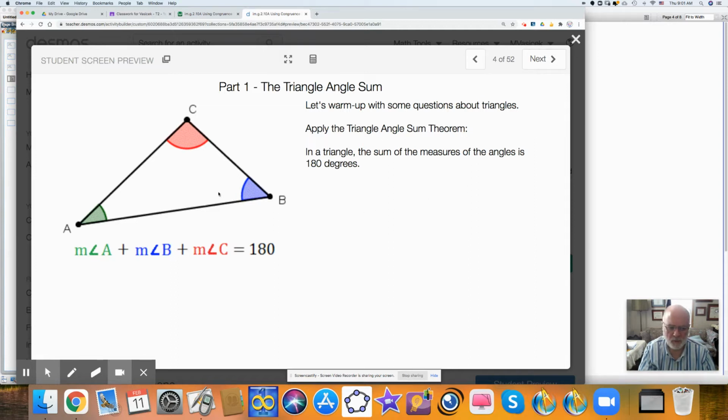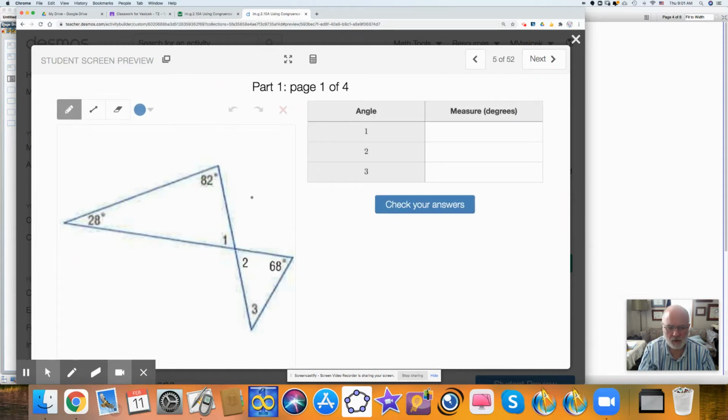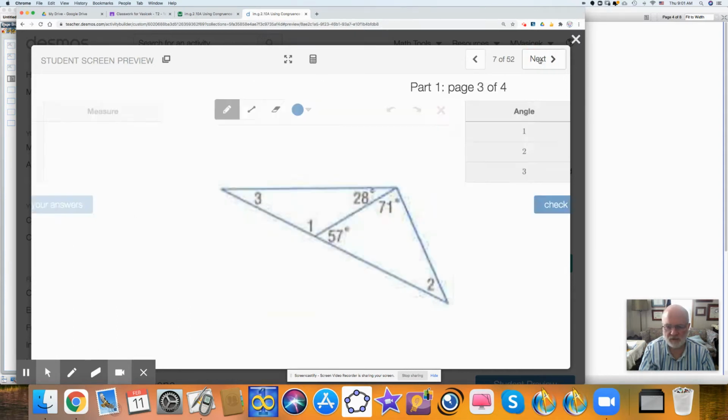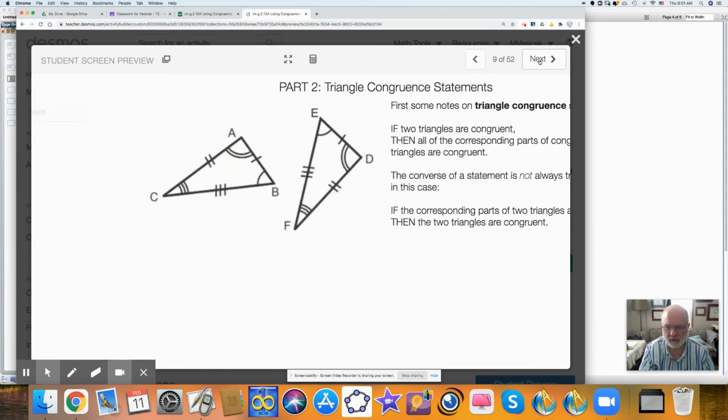Part one is a warm-up where we use the triangle angle sum, the three angles that sum to 180. And you're supposed to put your answers in here, and then you can check your answers by clicking on this after you've done that. There's a few pages of this. This is kind of a warm-up more than anything.